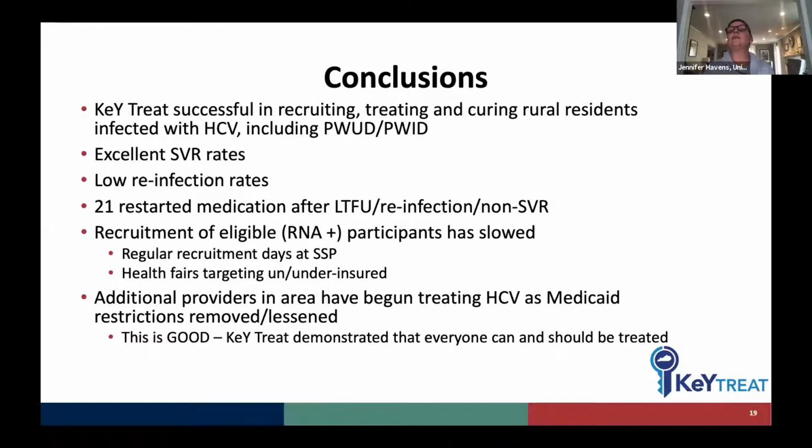If we circle back to the original goal of Key Treat, which is to eliminate hepatitis from the community, the more people that are treating hepatitis in the community, the more likely we are to meet that goal. I think what Key Treat has done is demonstrated that everyone can and should be treated. And I think that the local providers have been encouraged by what they've seen us do and have begun to engage that population when previously they would not.